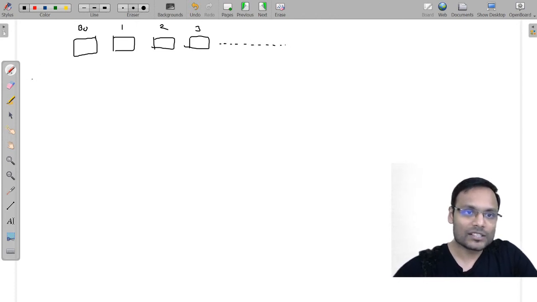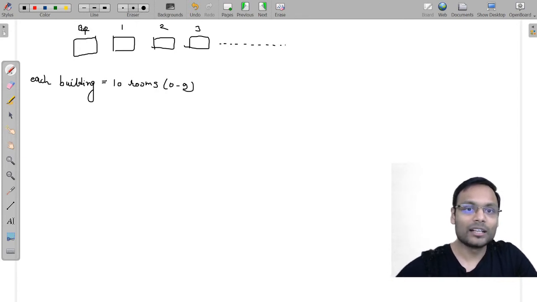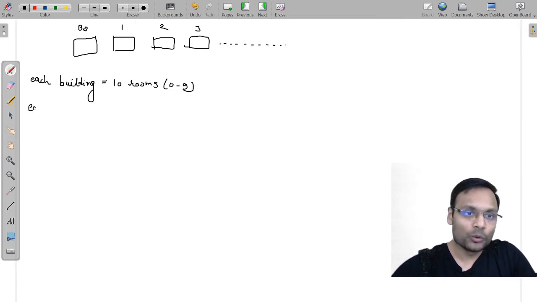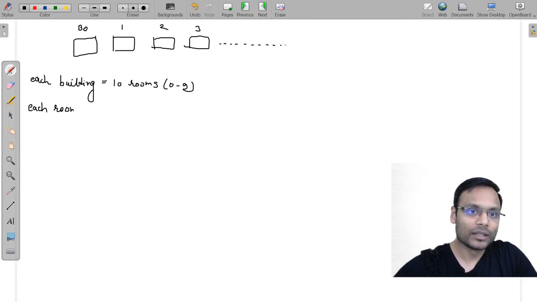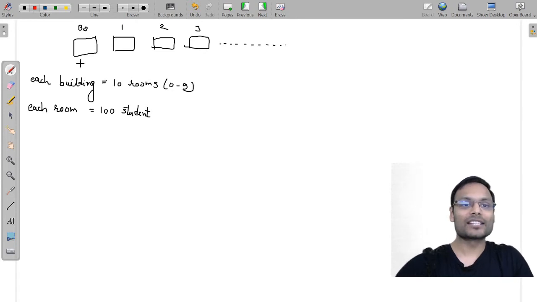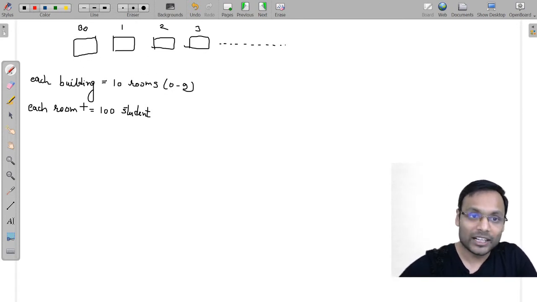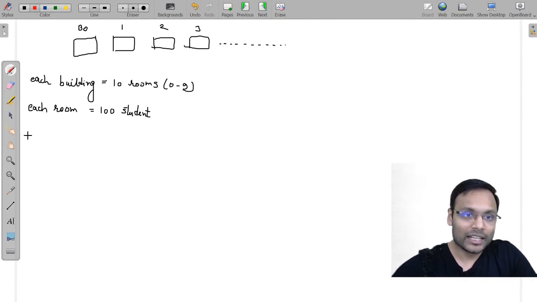Suppose each building has 10 rooms, numbered 0 to 9. So in each building you have 10 rooms, and each room's capacity is 100. In each room, we can ask 100 students to sit and write the exam. Can you tell me the building capacity for students? In a building, 10 rooms, each room 100 students, so the number of students in each building is 10 rooms, that is 1000 students. Is this fine?